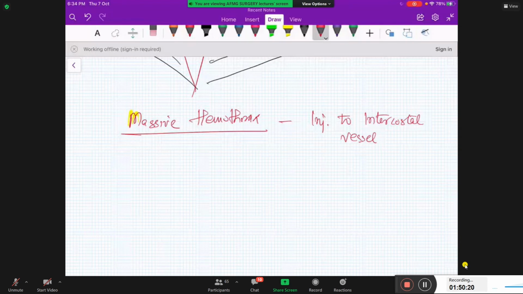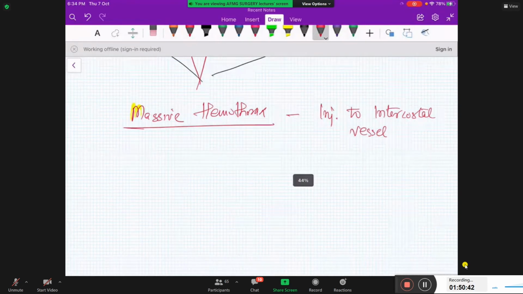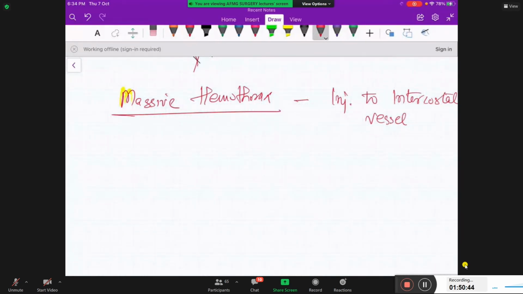Now, we have to identify whether the patient has a massive hemothorax or not. So what clinical profile of the patient in a given question will tell us that this patient has a massive hemothorax, and once that profile is there, what to do, we should know that. So what is massive hemothorax? There is a gross collection of blood in the pleural space.